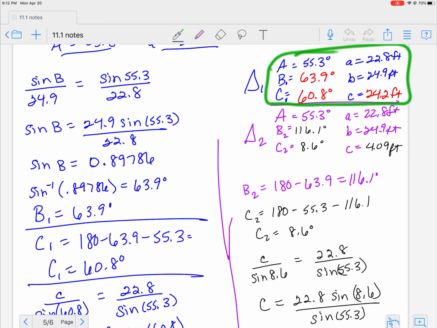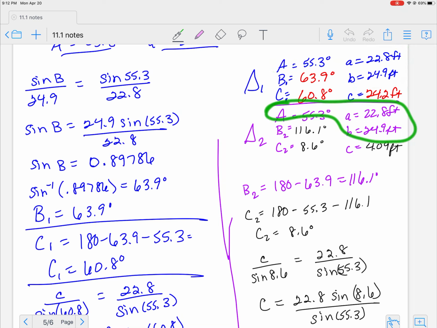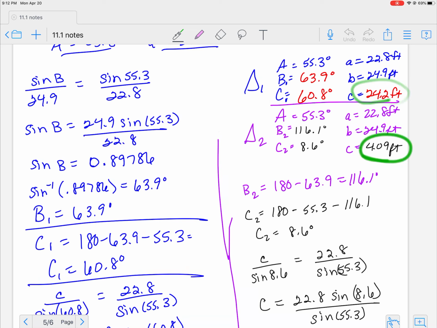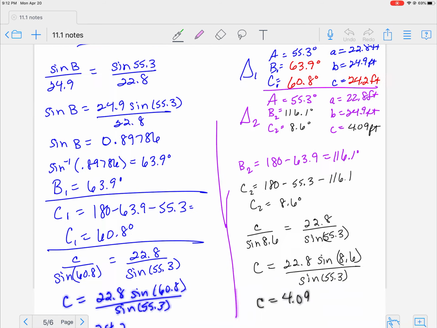If I have a second triangle, if I'm given information for the first one, the exact same information is given for the second triangle, and we'll show you what that is. You now have these angle measures. I can come up with my third angle up here. And now I have all my angles. The only question now is, what is side C for each one of these?